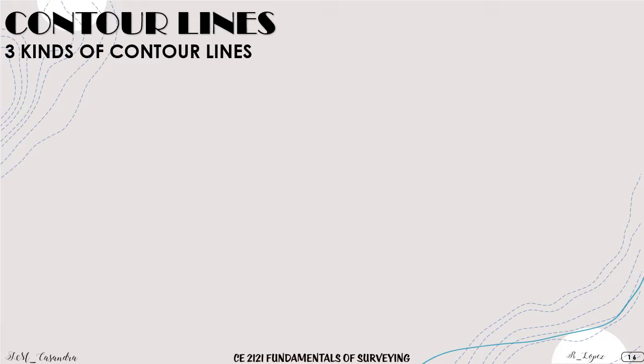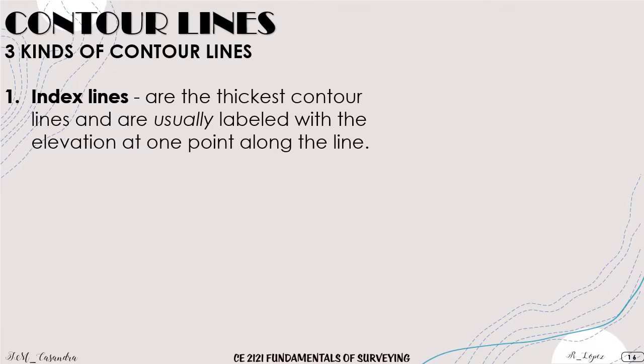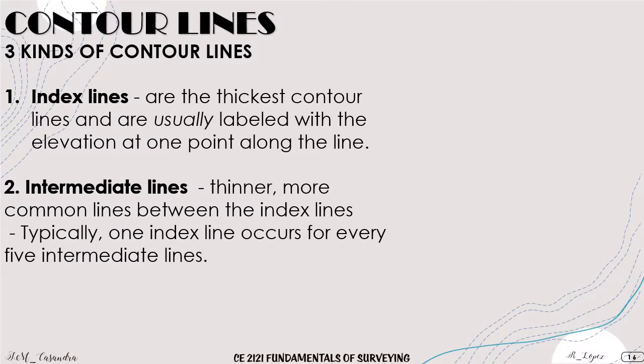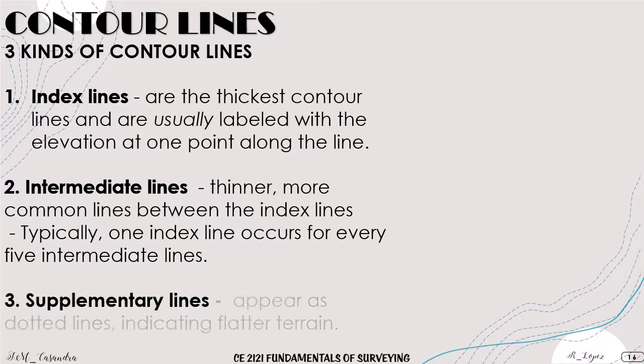So there are three kinds of contour lines. We have the index lines, which are the thickest contour lines, and they're usually labeled with the elevation at one point along the line. The second kind of contour line is your intermediate lines, which are thinner and more common lines between the index lines. And typically, one index line occurs for every 5 intermediate lines. Supplementary lines would appear as dotted lines and would indicate a flatter terrain.